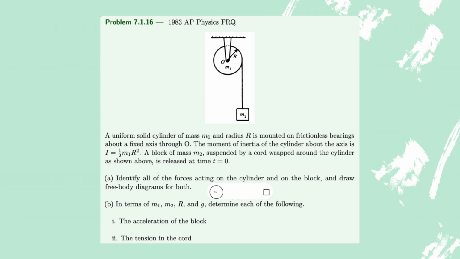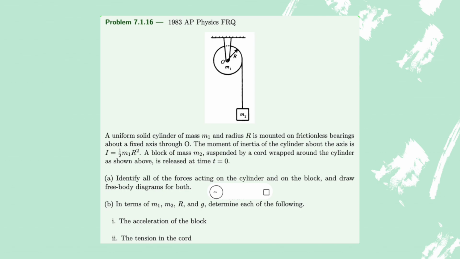So this is from the 1983 AP Physics exam. So basically, there's a uniform solid cylinder of mass m1 and radius r, and it's mounted on a frictionless bearing about a fixed axle through O. And then the moment of inertia of this cylinder about the axis is 1/2 m1 times r squared. And then a block of mass m2 is suspended by a cord and it's wrapped around the cylinder as shown above. And then it's released at time t equals 0.